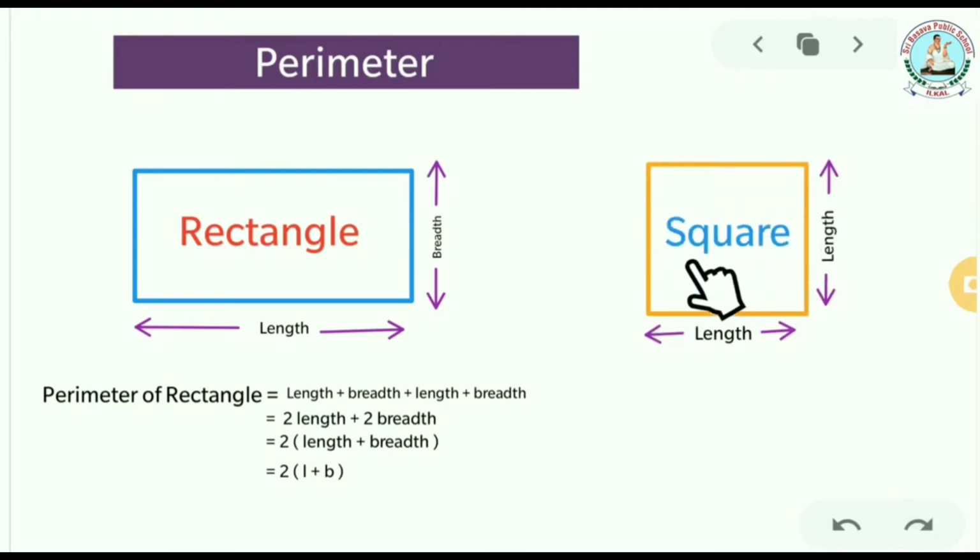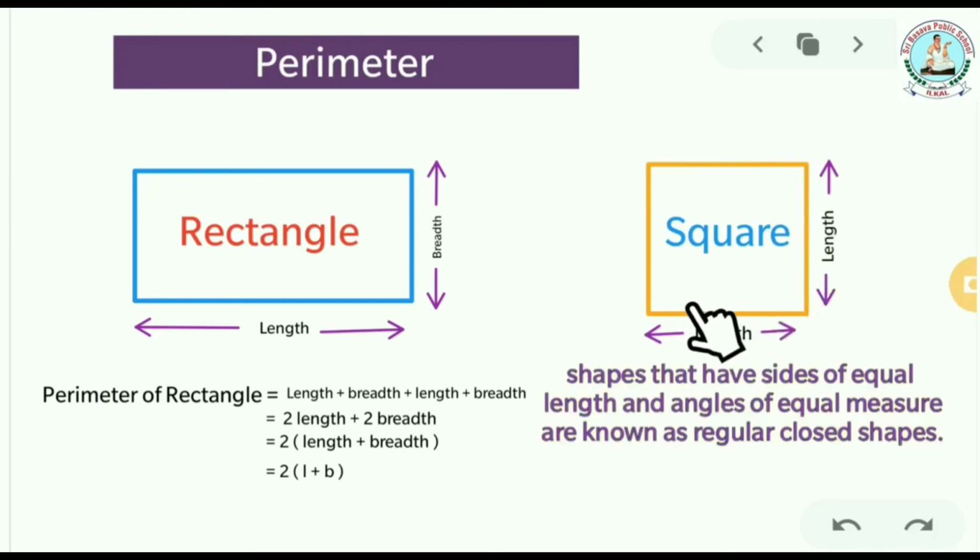That is why a square can be called a regular closed figure, because all sides are of equal length. And look at the angles here. What angle is it? It is 90 degrees, right? It is also 90 degrees, and this is also 90 degrees, and this is also 90 degrees. So a square is a shape which has all sides of equal length and all angles of equal measure. That is why such figures are called regular closed figures.